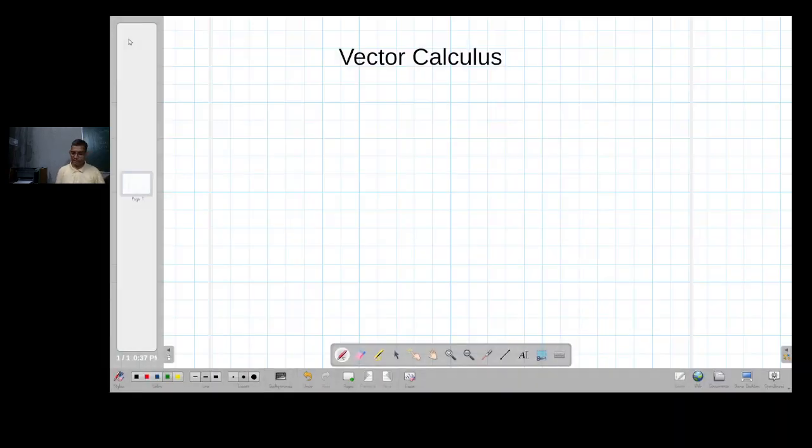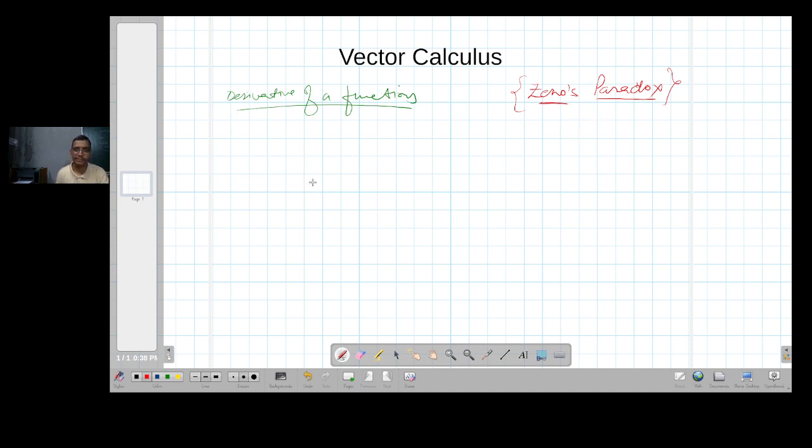Today I am going to start a new topic, that is vector calculus. So first of all, let me talk about the derivative of a function. And the students who really want to appreciate the calculus, I will suggest them to go through the Zeno's paradox. It's very interesting, and you will really appreciate it. There's a very beautiful story behind it, right?